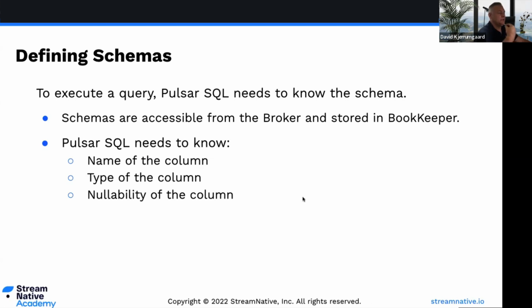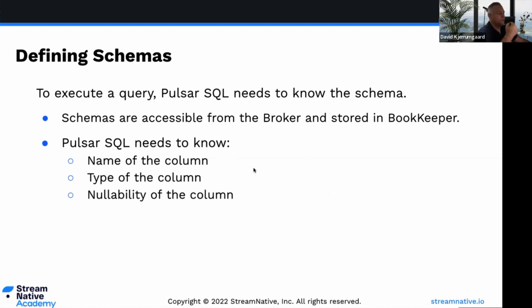So as I mentioned before, to execute the query in the query coordinator, the Pulsar SQL needs to know the schema, and they're accessible from the broker and stored in BookKeeper. So again, that's why it has to interact with the broker. And when you configure the Pulsar SQL client, it has to have access to the broker, and this is why. But again, it only goes there once. It doesn't go there for all the additional queries.